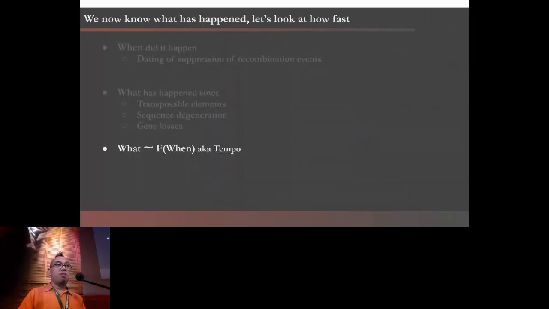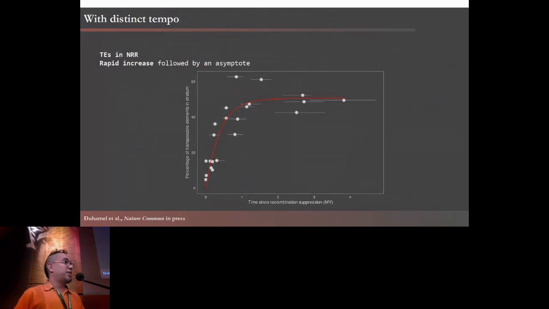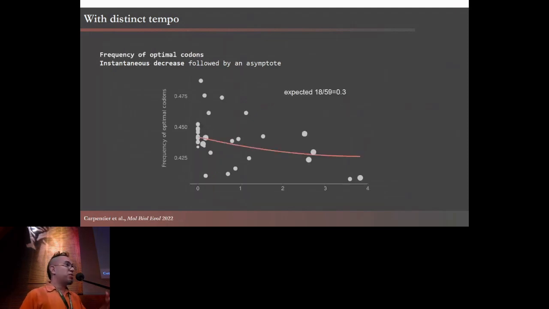And so now we are going to put what happened as a function of the time since it happened. First, the accumulation of transposable elements. You get a very sharp increase, and then it goes over a plateau that saturates around 2 million years. The sequence degeneration is more like an instantaneous decrease in the number of optimal codons used by sex chromosome genes, and then it also reaches a plateau, and this plateau is above the expectation of using only the optimal codons.